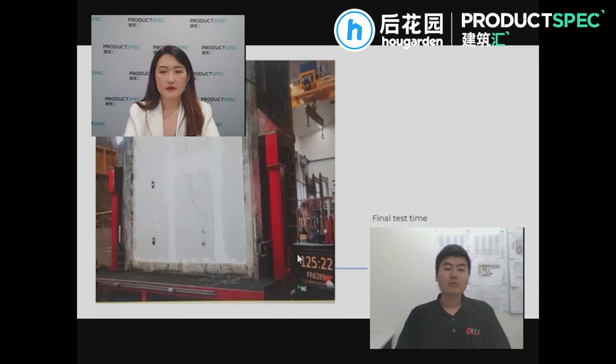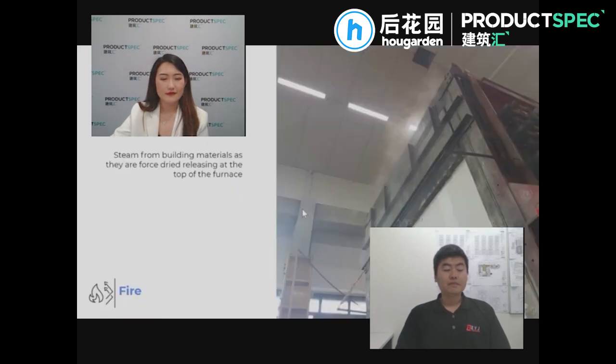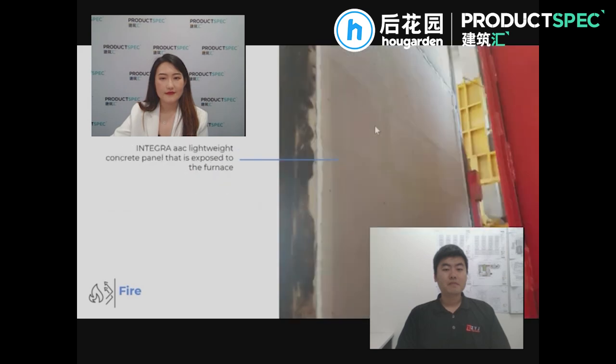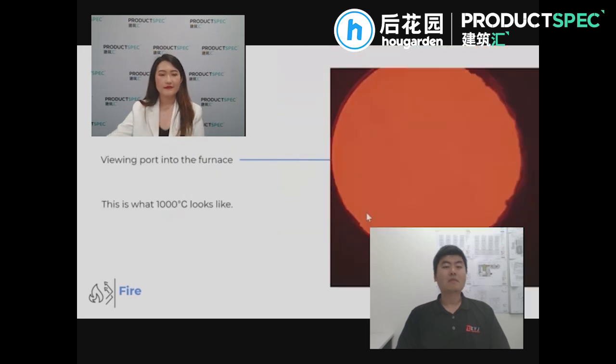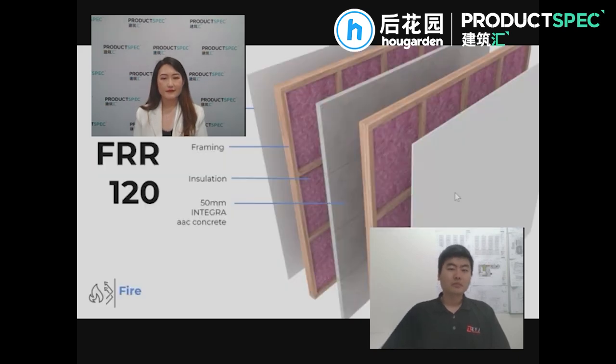The final test time that we achieved with no failure was 125 minutes. We only required a 120-minute test, so we passed that. And then if you think back to where we were and the fire engineers, and we don't have any timber framing or plasterboard on this wall, we have even another 15 to 20 minutes maybe on top of that. So as a final result, 125 minutes, no failure. So the final result we achieved was a 120, 120, 120 fire result.